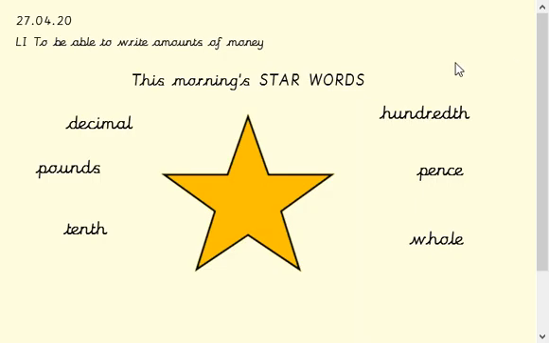As you're all well aware now, we're into the new topic of money at the moment. Our learning intention for this morning is to be able to write amounts of money. You will need the star words that I've got on the screen here. So we're going to use decimal, pounds, tenth, hundredth, pence, and the final star word this morning will be whole. All of these words will be important as we move through the lesson.